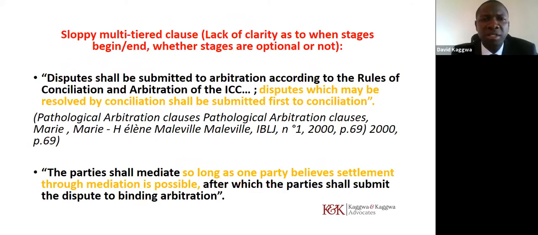So there are also certain sloppy multi-tiered clauses. For example, I've given two examples. Disputes shall be submitted to arbitration according to the rules of conciliation and arbitration of the ICC. Disputes which may be resolved by reconciliation shall be submitted first to conciliation. It's a mouthful. The use of may be is not appropriate in drafting arbitration clauses. Then the last one, the parties shall mediate so long as one party believes settlement through mediation is possible. Now, the use of the words so long as one party believes is open to abuse. One other party may say, I do not believe. So all the way, you'll realize that it will be a sloppy, multi-tiered clause.